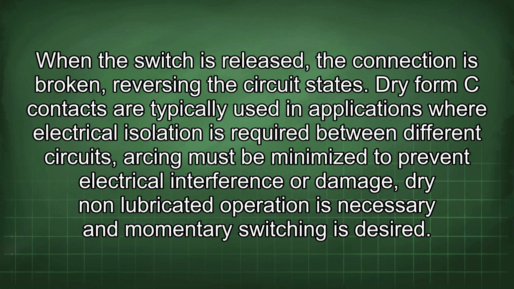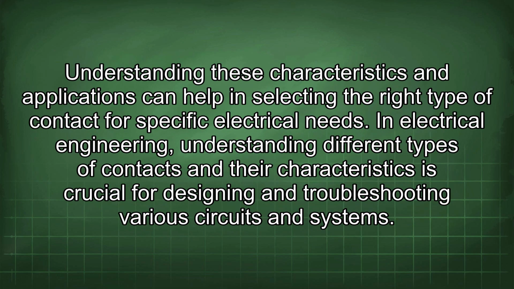Dry form C contacts are typically used in applications where electrical isolation is required between different circuits. Arcing must be minimized to prevent electrical interference or damage. Dry non-lubricated operation is necessary, and momentary switching is desired. Understanding these characteristics and applications can help in selecting the right type of contact for specific electrical needs.